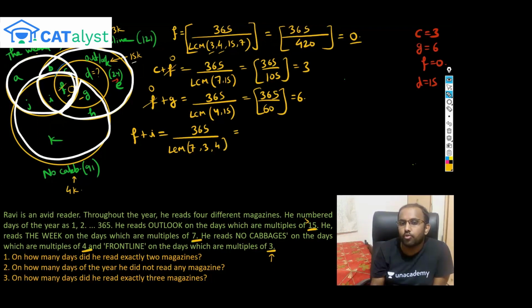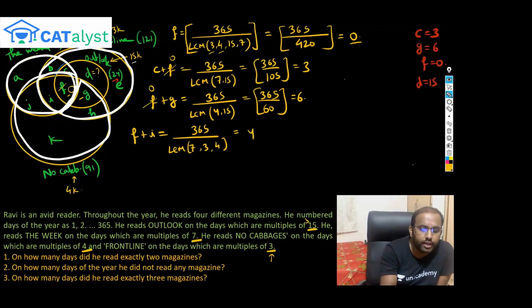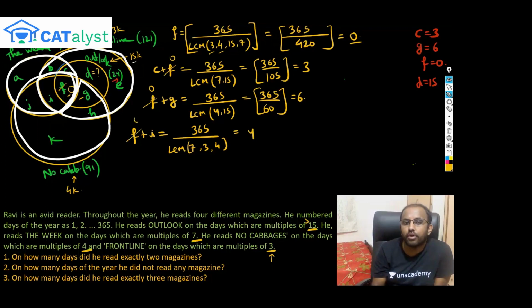So basically it will go 4 times, right? So I can say that f was already 0. So I also got I is equal to 4. Okay. So just getting it right.